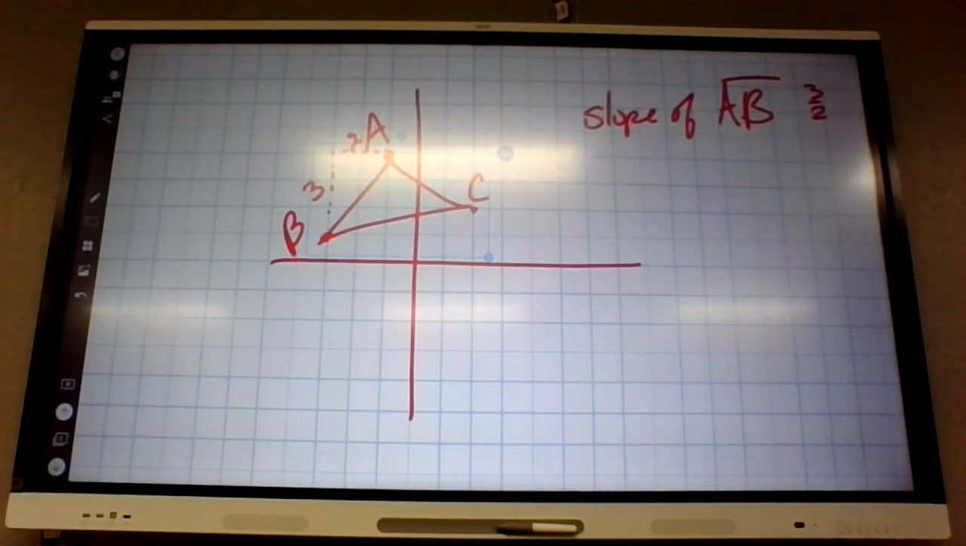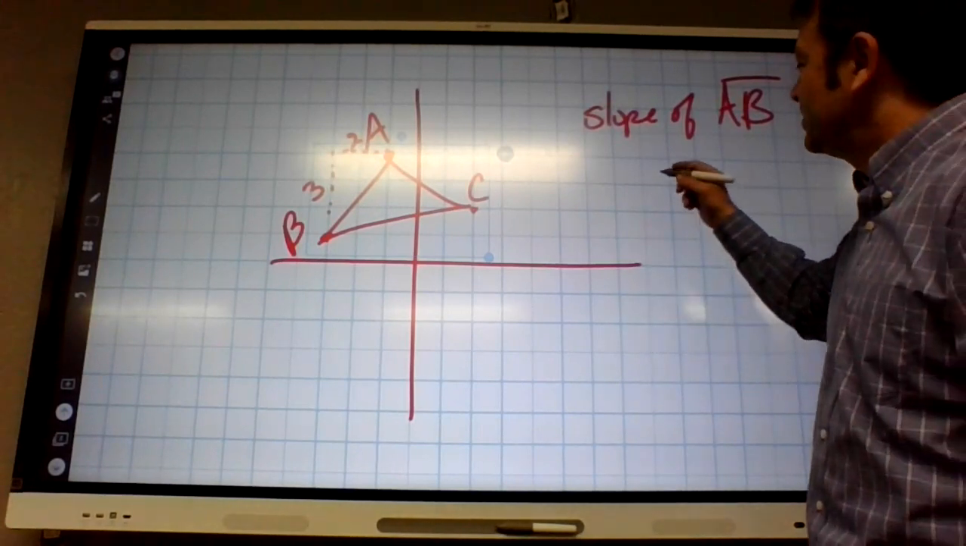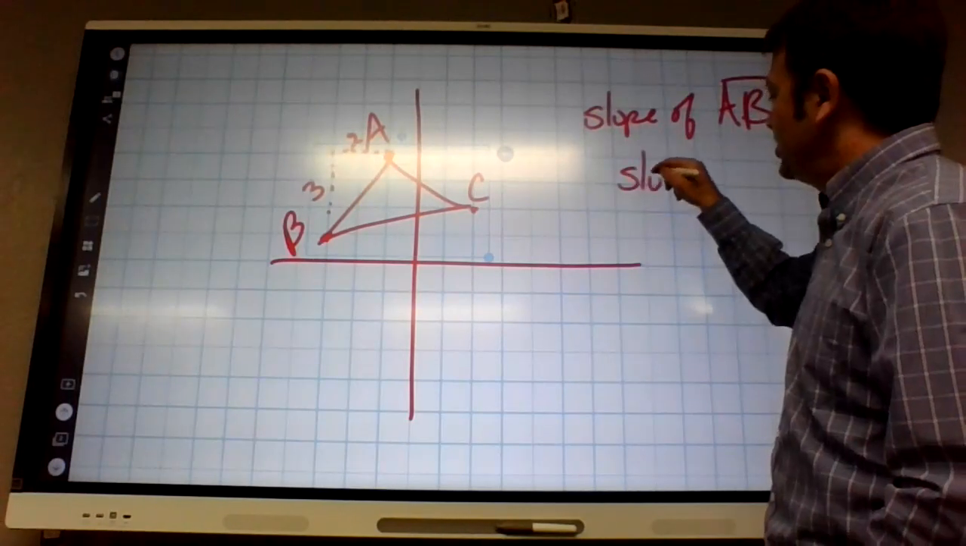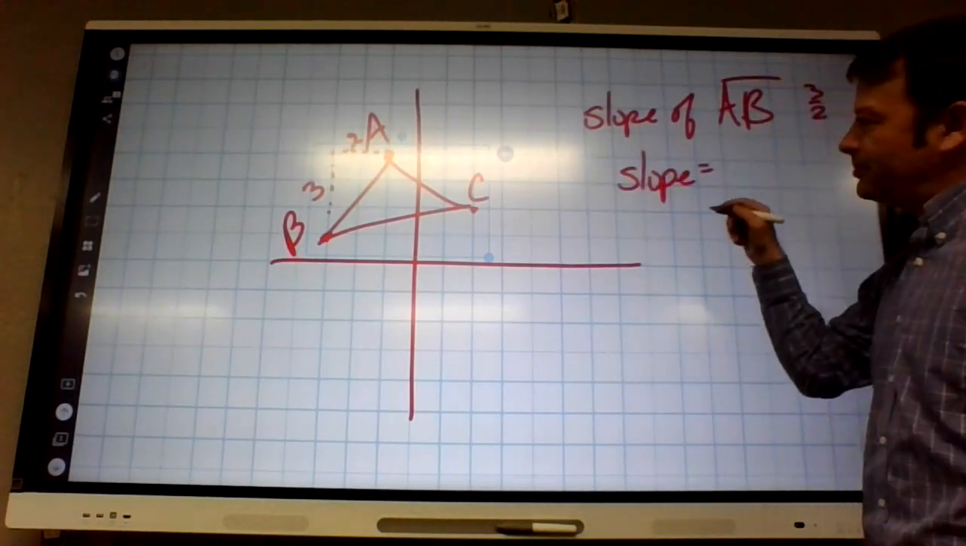You guys remember the other way we found slope like a month ago or so? Slope formula, which we will need for today.